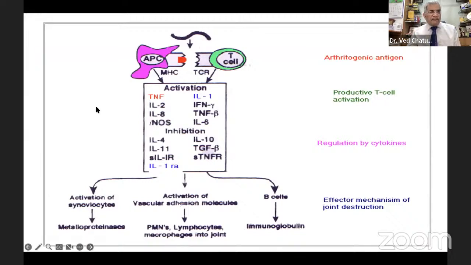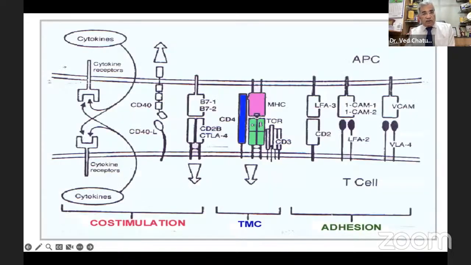So basically, if you remember this photograph, because somebody will ask you, why are there so many symptoms? Why is there pain? Why is there swelling? Why is there fatigue? All because of these cytokines. So people are working to block these cytokines. So that is how the disease can be controlled.